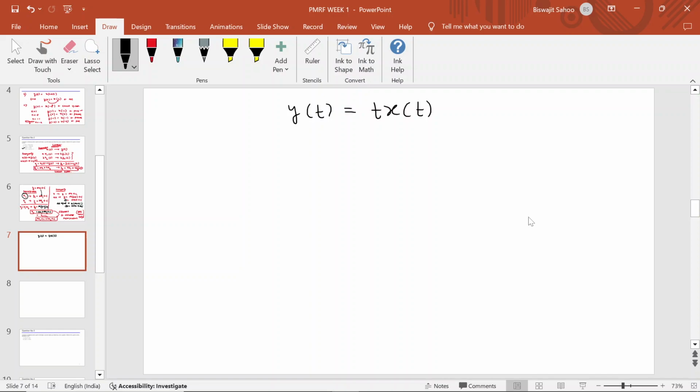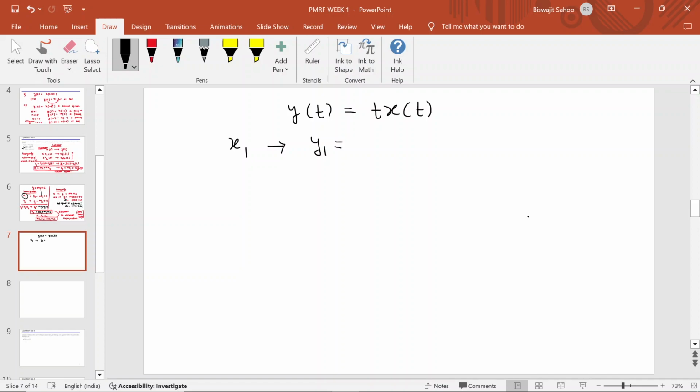Can anyone please confirm whether it is a linear system or a non-linear system? How do you approach it? Let's say you are applying some input x1, and for that x1 you say superposition is verified. But you have to verify both, not one. Sometimes superposition is valid but homogeneity is not valid, and at that time you say it is non-linear. So both have to be valid. Okay, let me do it for you.